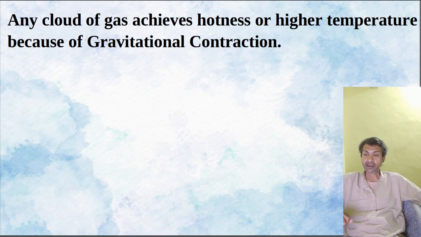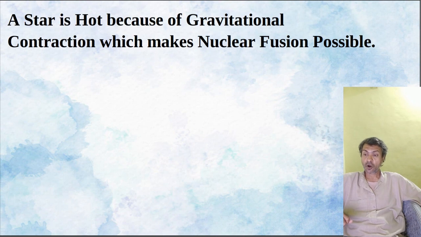Thus, any cloud of gas achieves higher temperature because of gravitational contraction. If the cloud has enough mass, it turns into a star, otherwise it remains a hot gas giant. If a cloud has too much mass, it turns into a red supergiant like UY Scuti, and the temperature of its core becomes much more than our sun. If the cloud has much more mass, it becomes a red hypergiant like Stephenson 2-DFK1, and its temperature at the core becomes much more than that of UY Scuti. A star is hot because of gravitational contraction, which makes nuclear fusion possible. Once fusion begins, mass converts into energy, further increasing the temperature.